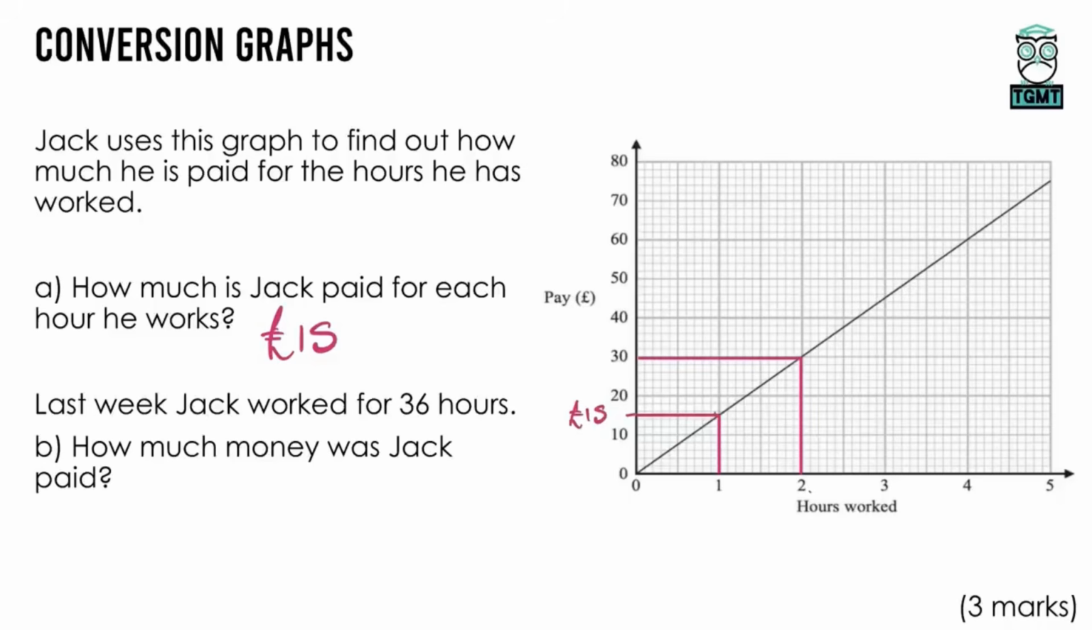We could get the 3 hours and times it by 12. We could get the 4 hours and times it by 9. There's lots of different ways of doing this. As we've got the 1 hour, and it was easy to read, it makes sense to just do £15 multiplied by 36. So on the calculator, 15 times 36, that gives us £540. So Jack was paid £540 for his 36 hours.